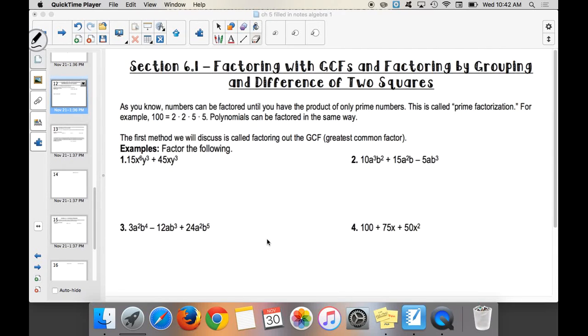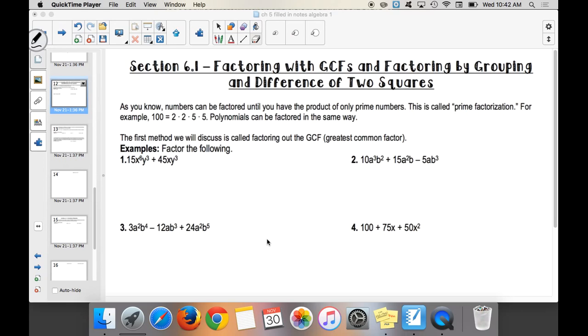Factoring with GCFs, factoring by grouping, and difference of two squares. So this is kind of an introduction to many topics that you guys are going to do throughout the rest of your time at university. Every class will involve factoring. So I know this is something that's new for all of you. I'm guessing you did not do this in pre-algebra.